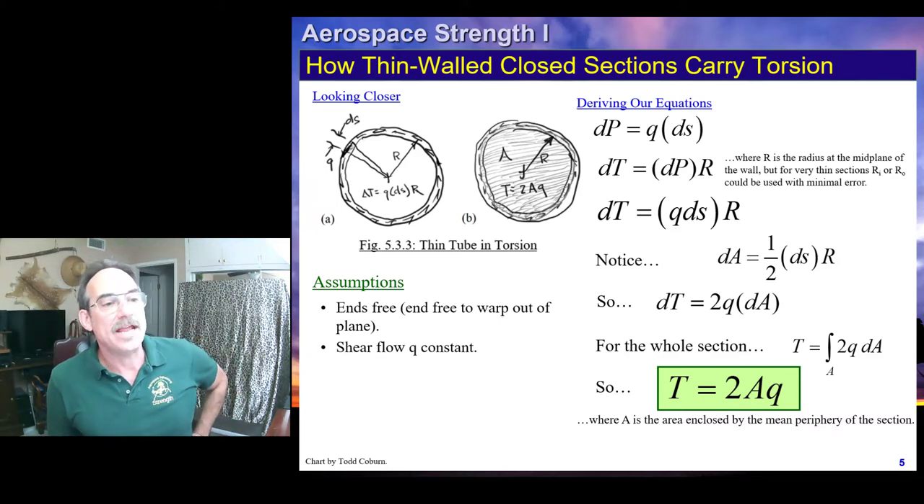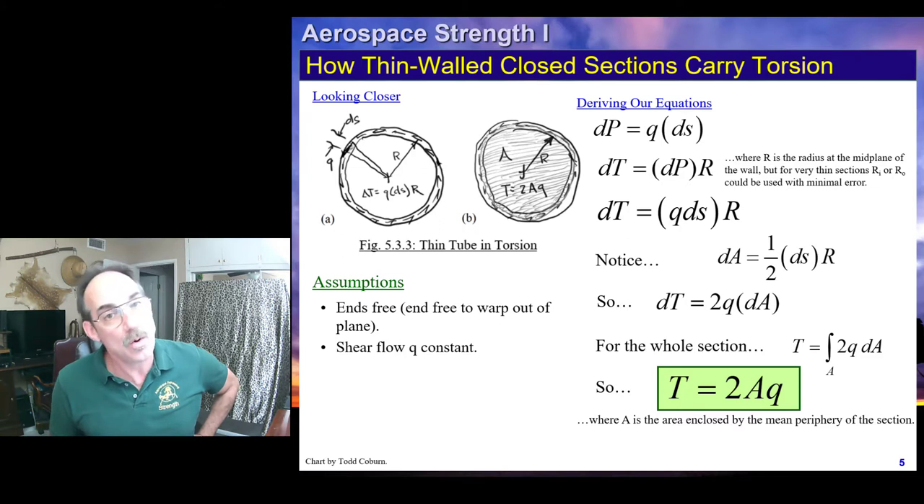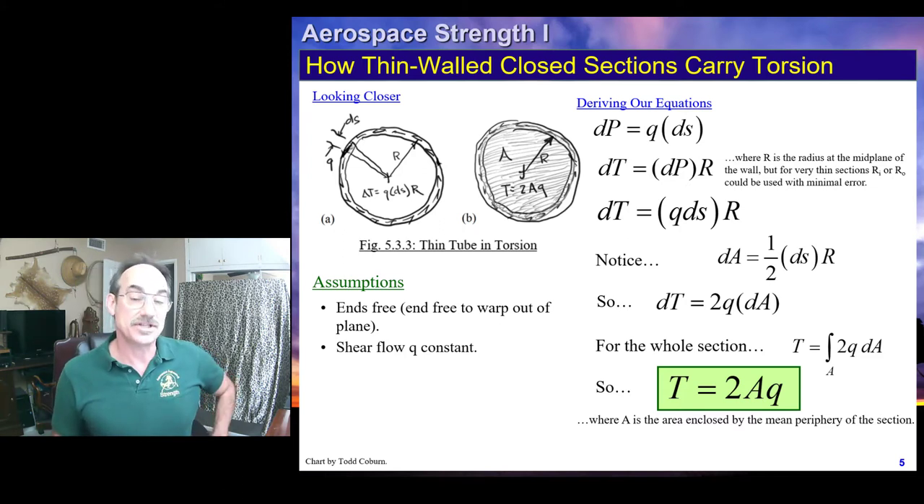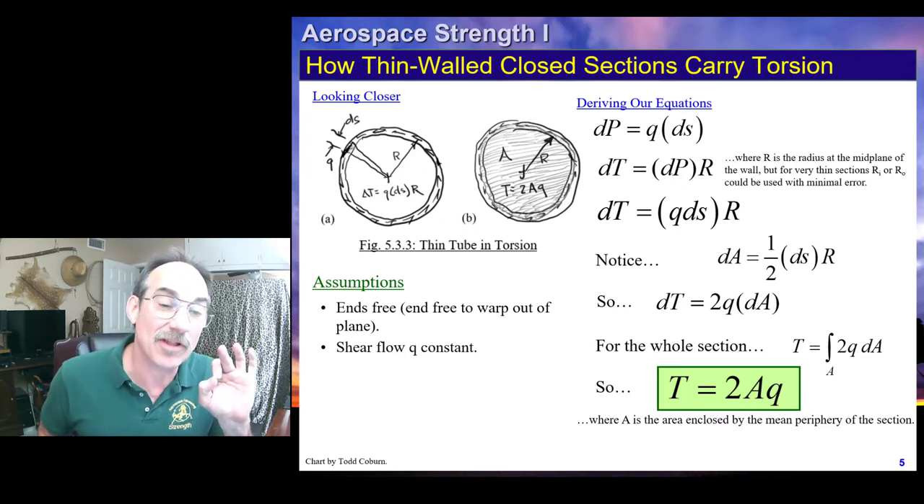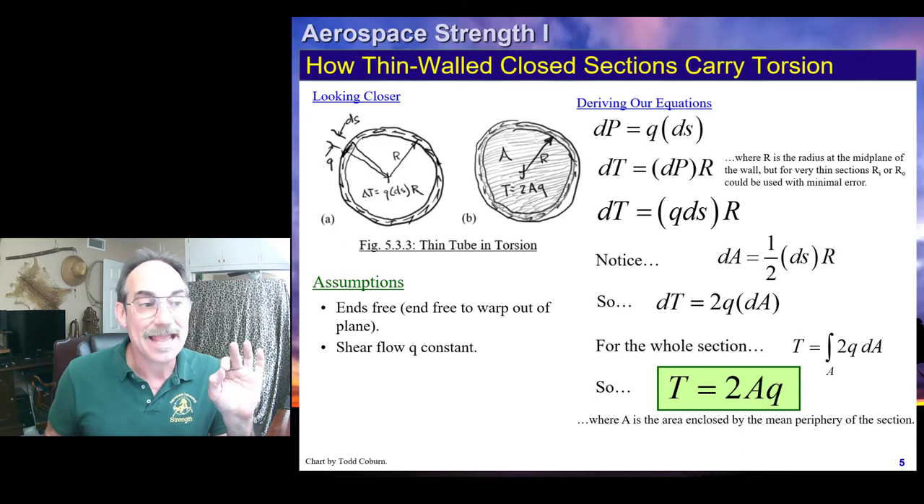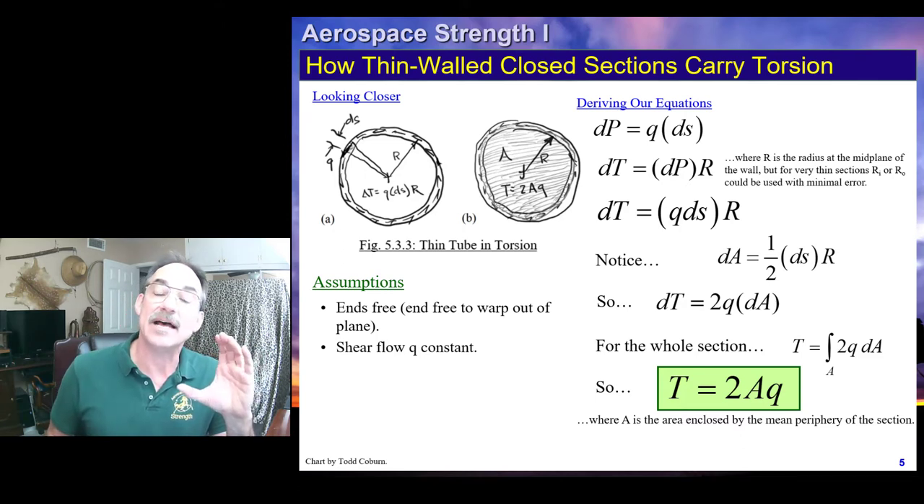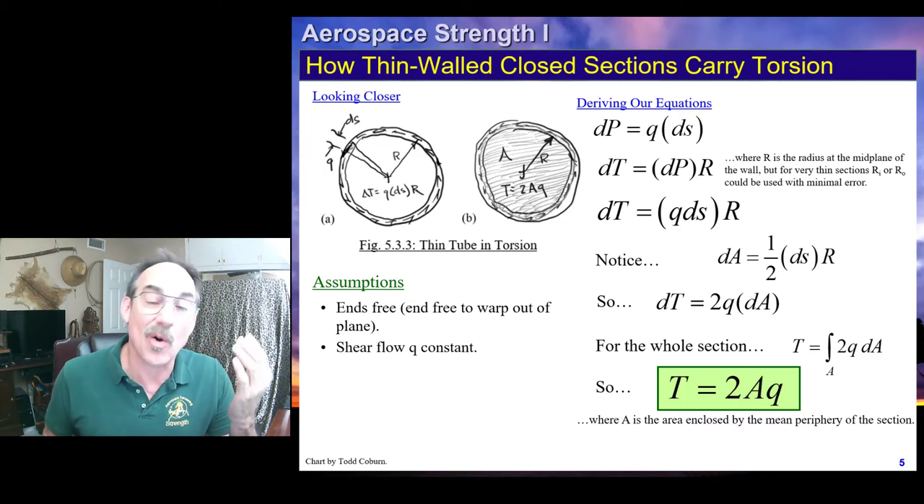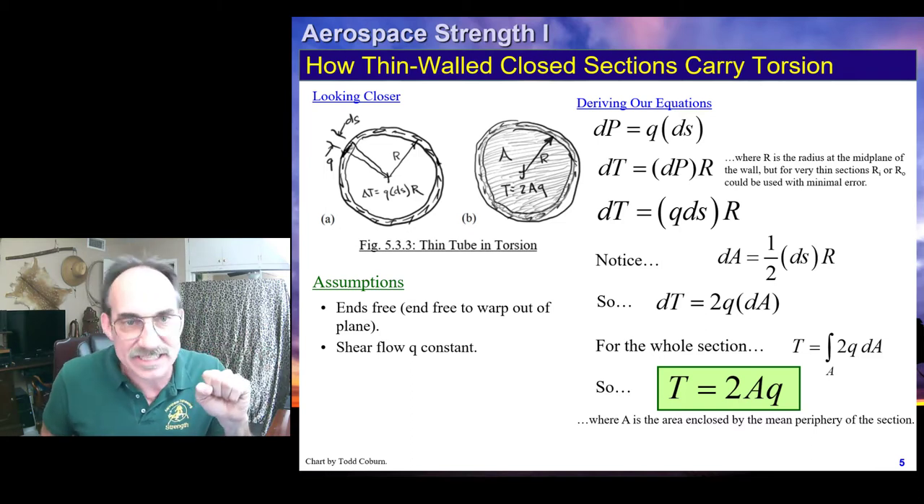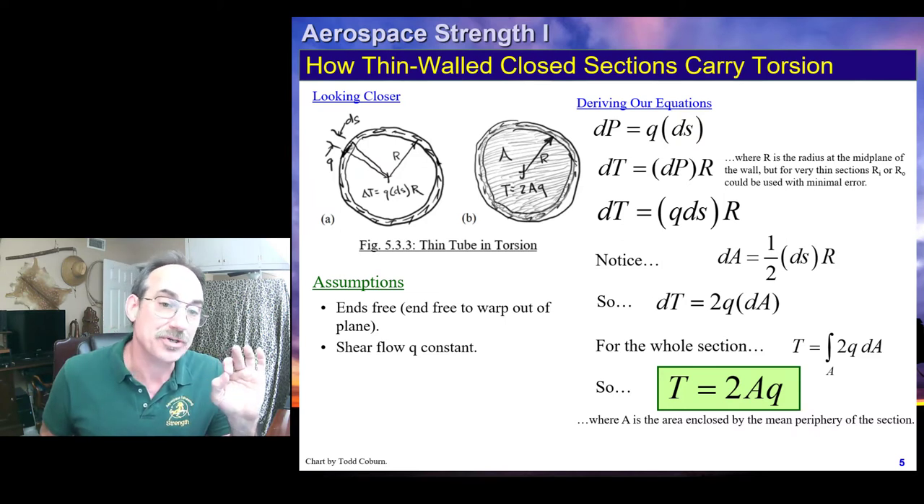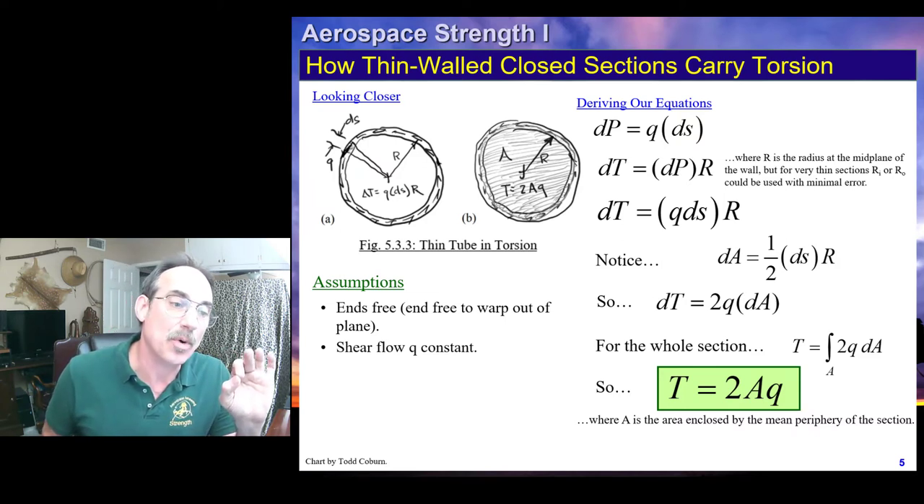So our foundational formula is T equals 2aq, which we can solve for the torque of a given shear flow, or we can solve for the shear flow for a given torque. A is the enclosed area of the midplane of the web, but often we'll take Ri, Ro, and Rm as if they were the same. Most common student mistake here is they don't know how to calculate the enclosed area.